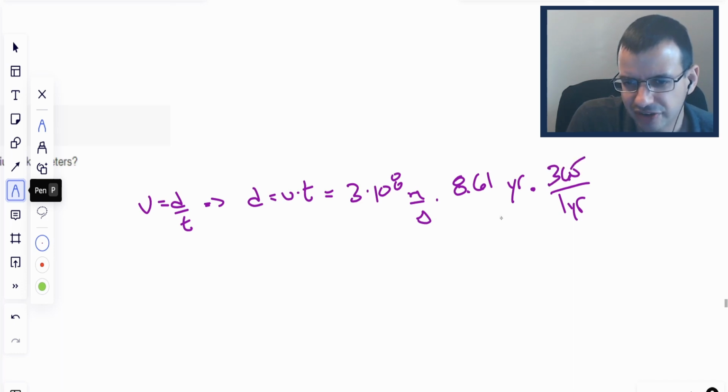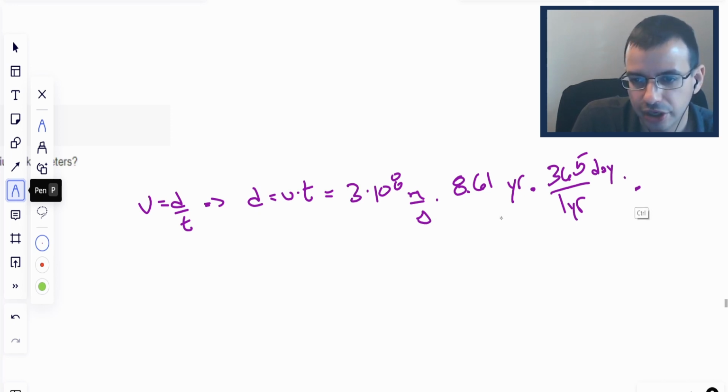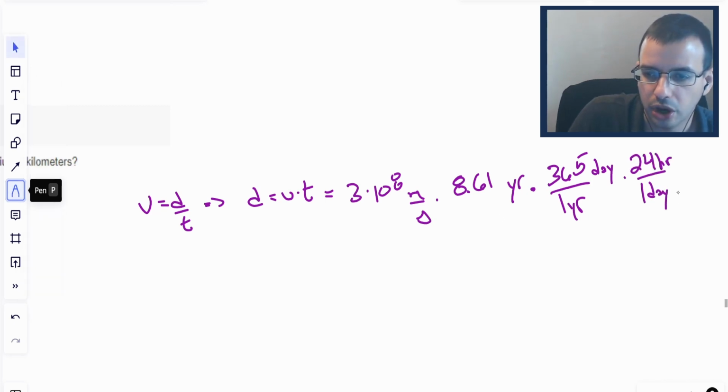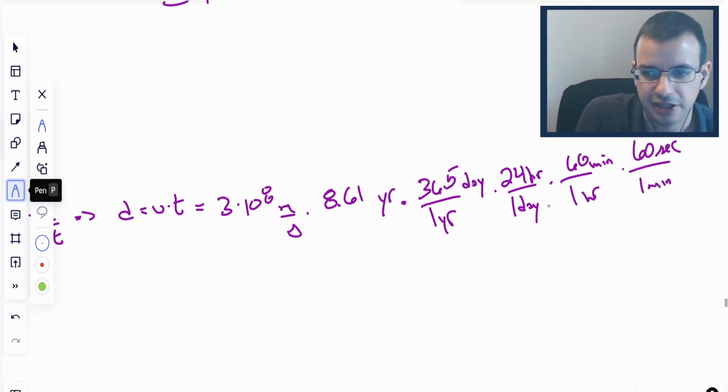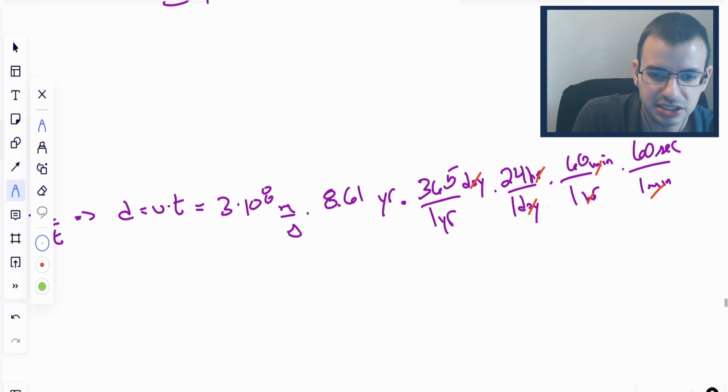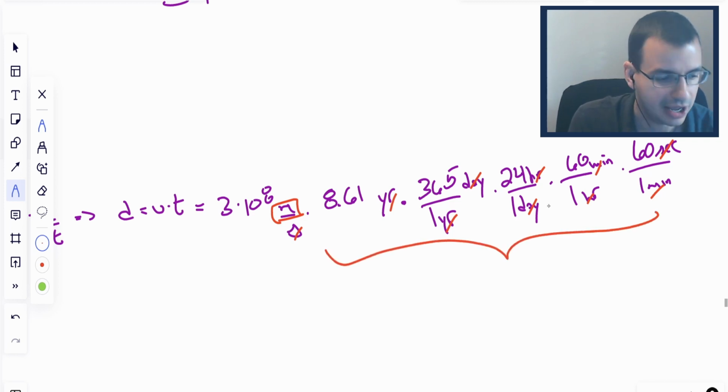1 year, 365 days, that's supposed to be a 5. We're going to have 1 day is 24 hours, 1 hour is 60 minutes, and 1 minute is 60 seconds. And so now we're going to look at all the units, make sure everything cancels appropriately. So we have minutes, hours, days, years, and seconds, and we are left with only meters, which is what we want. So what I'm going to do is multiply this out.